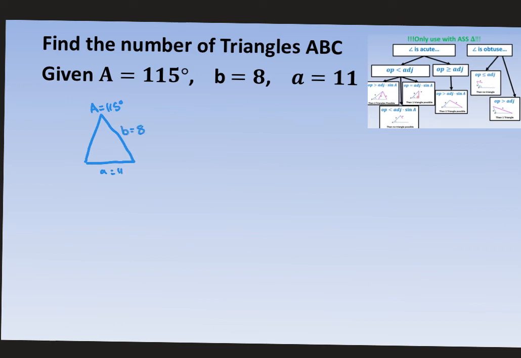Okay, let's go over to our flow chart. We have an obtuse angle right now, so we're on this branch this time. And so we're just comparing the sides. Our opposite side is 11, and that is greater than our adjacent side, which is 8. So 11 is greater than 8, so that means we're going to have one triangle as a solution. So we can solve, this is going to be very similar to that last problem we just did.